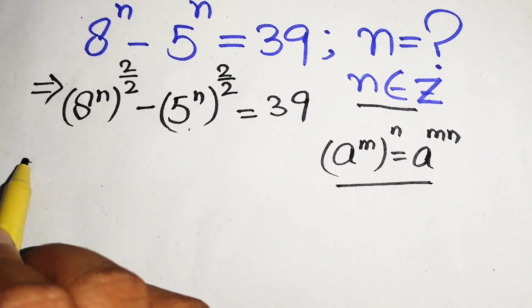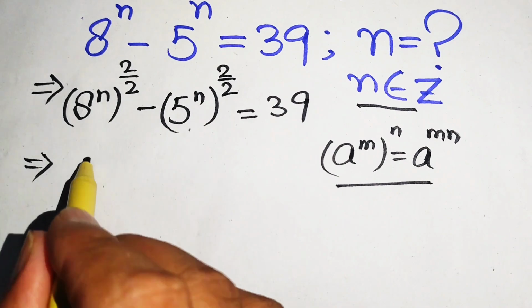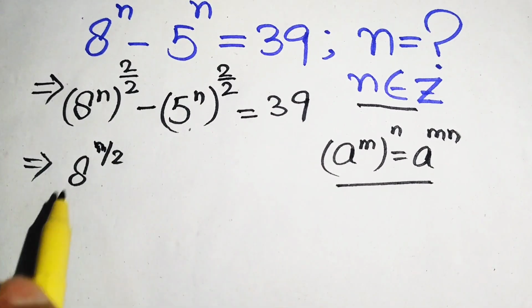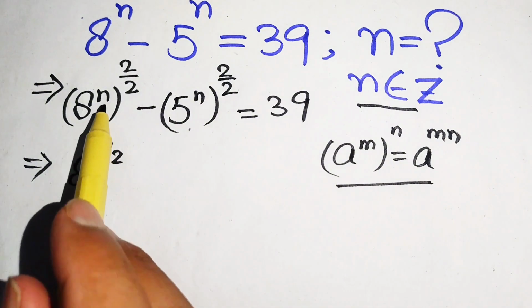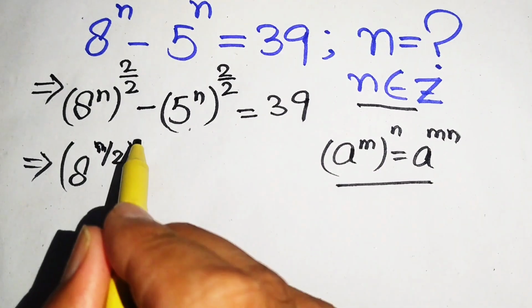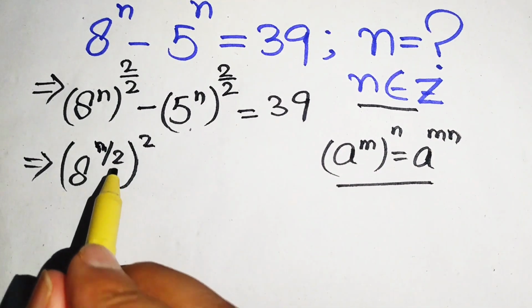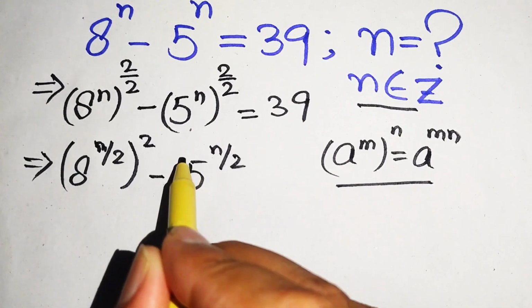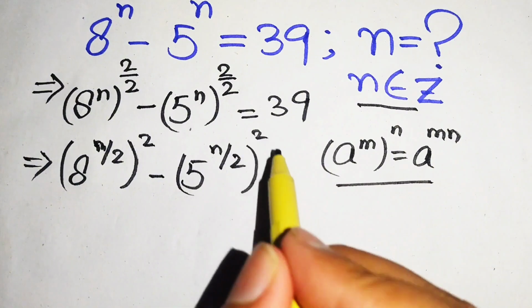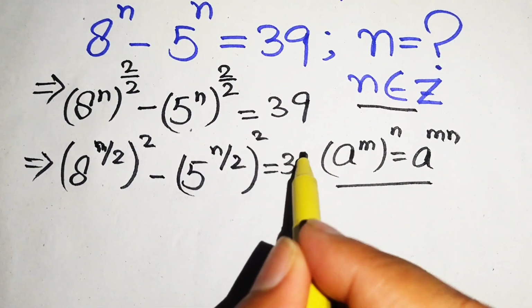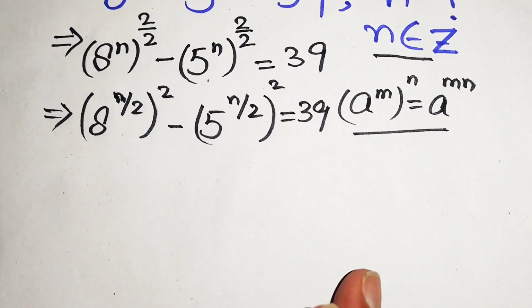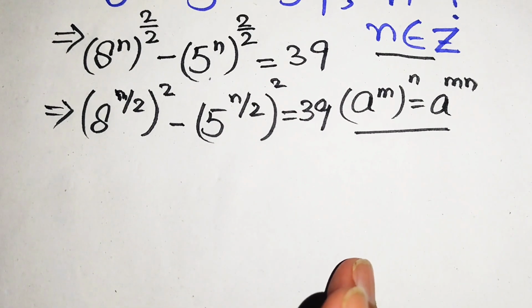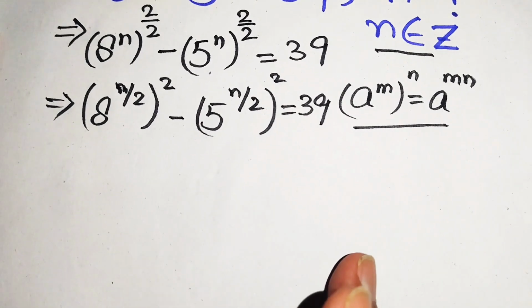So we write this equation as 8 to the power of n over 2. Here we just move this 1 over 2 exponent inside this term, and we have 8 to the power of n over 2 and its whole square minus 5 to the power of n over 2 and its whole square equals 39. And after that we convert this equation into the standard algebraic form.